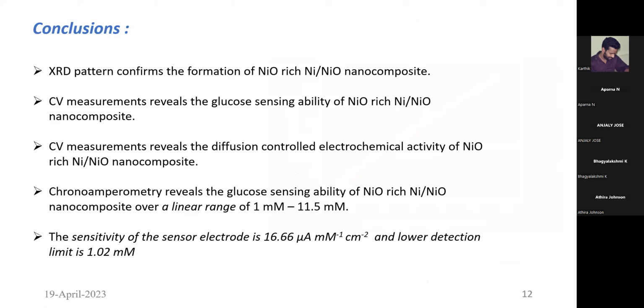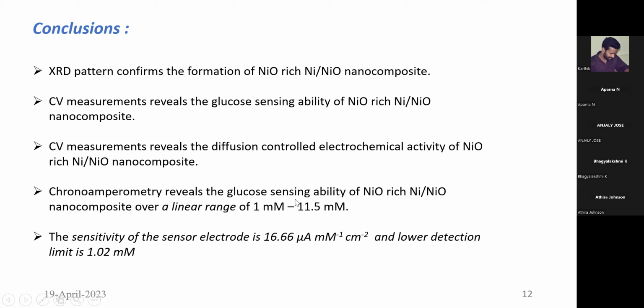Let us conclude. XRD pattern confirms the formation of nickel oxide-rich nickel oxide nanocomposite. CV measurements reveal the glucose sensing ability of nickel oxide-rich nickel oxide nanocomposite. CV measurements reveal the diffusion controlled electrochemical activity of nickel oxide-rich nickel oxide nanocomposite.